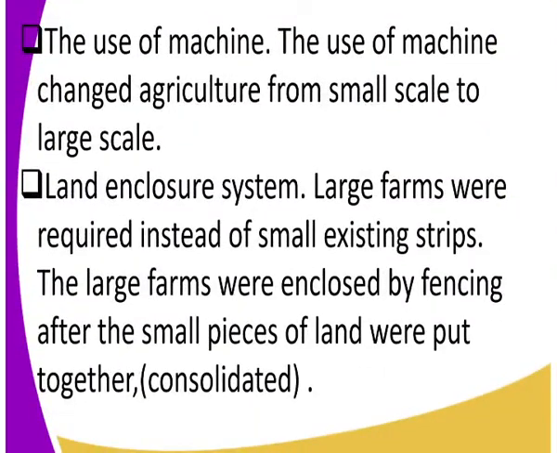The use of machines also. The use of machines changed agriculture from small scale to large scale. People could have 100 and plus acres, 1,000 acres. You can't use human labor. That can't happen. Now there was the use of machines. These made agriculture move from small scale to large scale.